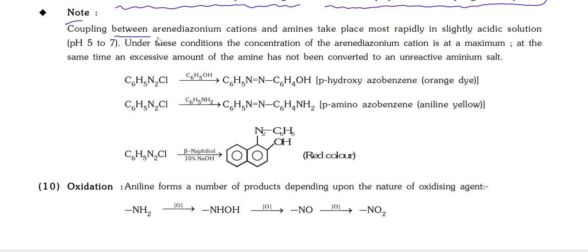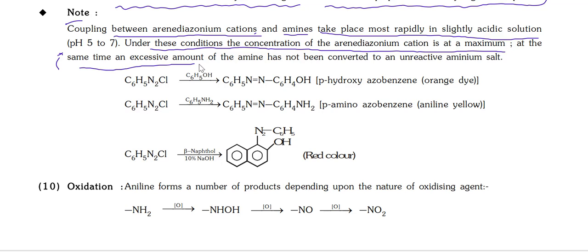Coupling between arene diazonium cations and amines takes place most rapidly in slightly acidic solution. The pH range is 5 to 7, that means weakly acidic. Under these conditions, the concentration of the arene diazonium cation is at a maximum. At the same time, an excessive amount of the amine has not been converted to unreactive amine salt. So this pH range should be 5 to 7.